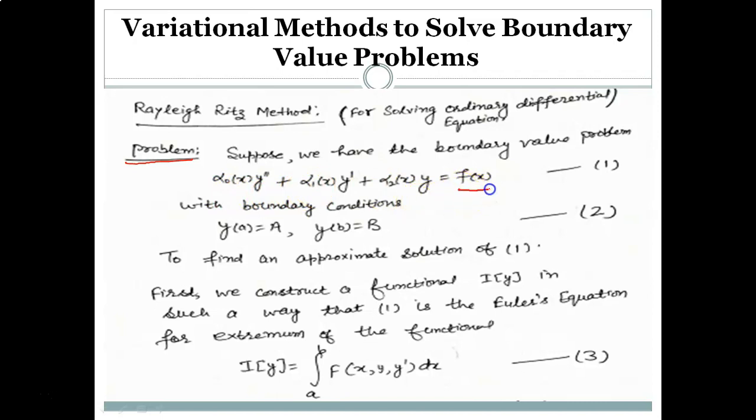For example, this is the case of a non-homogeneous differential equation because on the right hand side we have the function f(x). You have already heard about the homogeneous and non-homogeneous linear differential equations. And the boundary conditions are given that at some point a, y at a is capital A and y at b is capital B. So these are the boundary conditions. Now we have to find the approximate solution of 1. What is the meaning of that, approximate solution of 1?